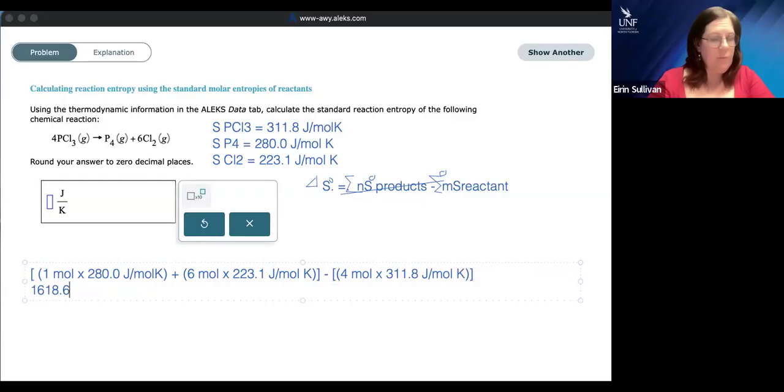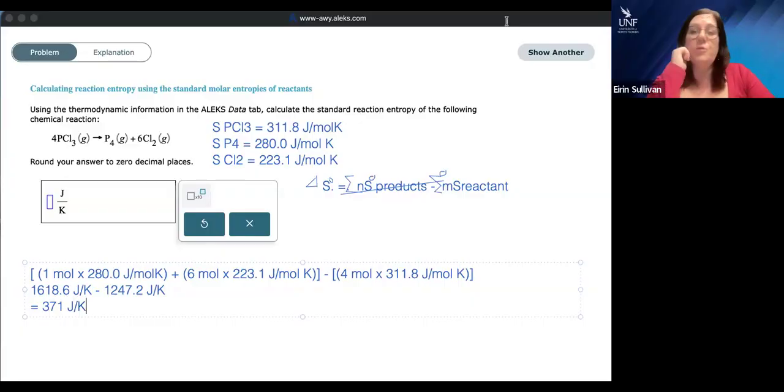You should get 1618.6 joules per Kelvin for that first bracket, minus 1247.2 joules per Kelvin for the second bracket. So that is going to equal my change in entropy for my reaction, 371 joules per Kelvin. Just watch your reaction stoichiometry and make sure you use parentheses when you put this into your calculator, and there's not too much that should be able to go wrong with those kinds of questions.